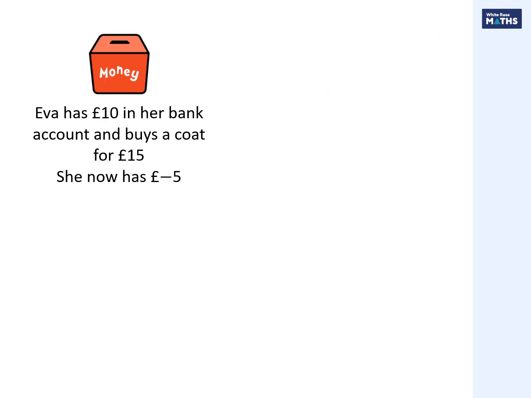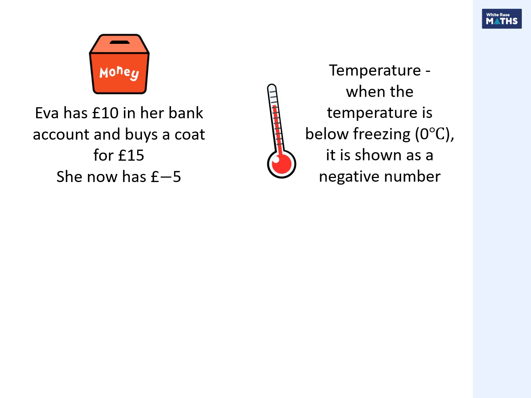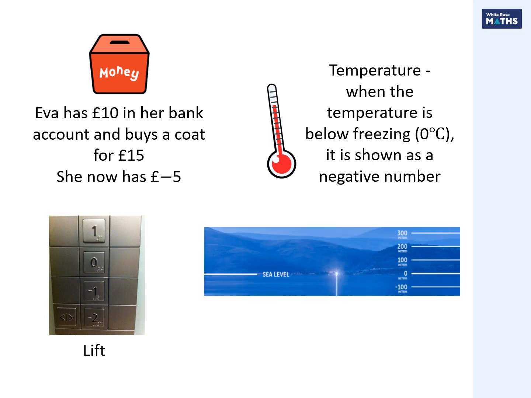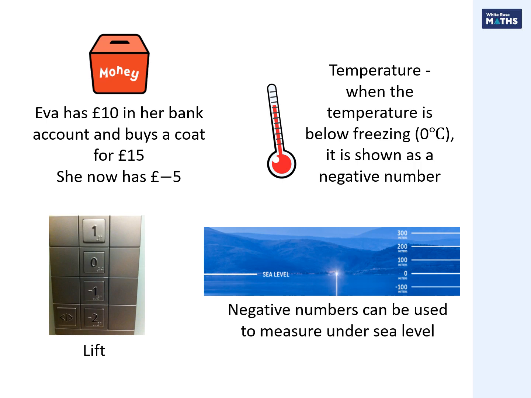So we've got money. Eva has £10 in a bank account and she buys a coat for £15. She now has minus £5. Thermometer: when the temperature is below freezing, so below 0 degrees Celsius, it is shown as a negative number. The lift, I forgot about that actually. In hotels or corporate buildings, you might have 0, minus 1, minus 2, like the basement, and so on. Also sea level: negative numbers can be used to measure under sea level.